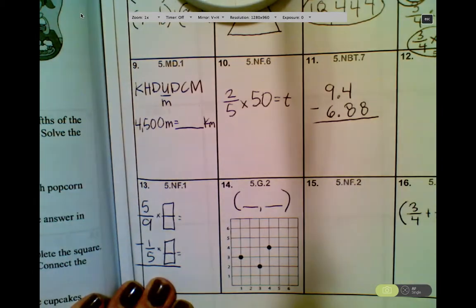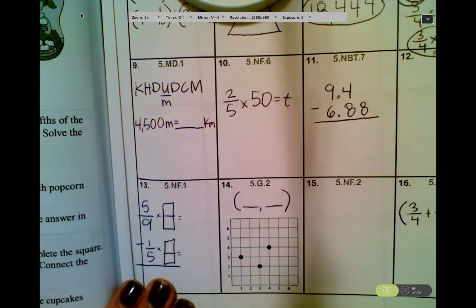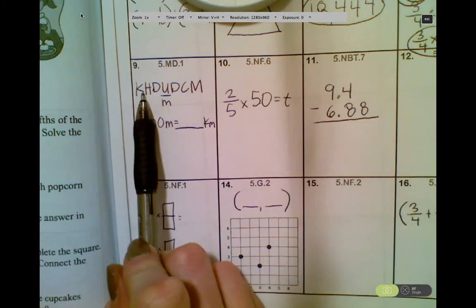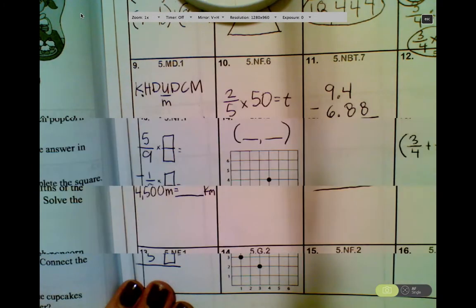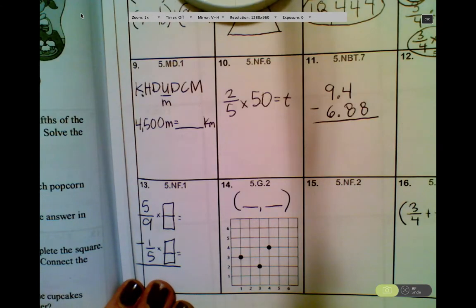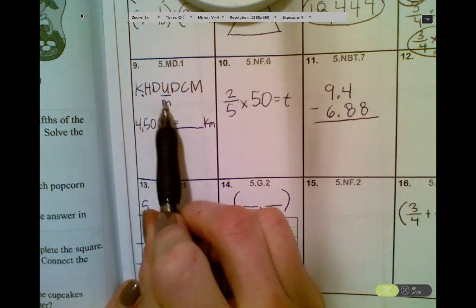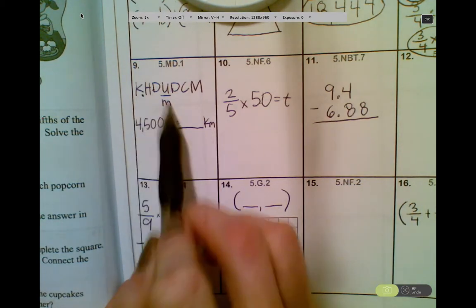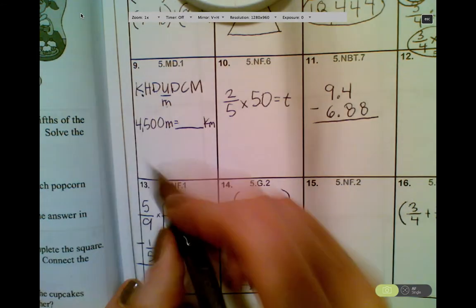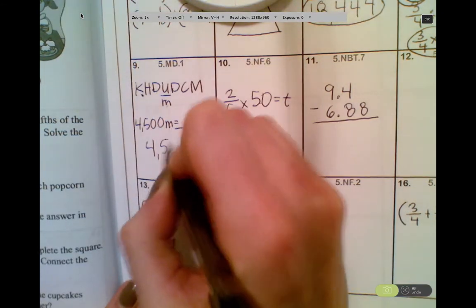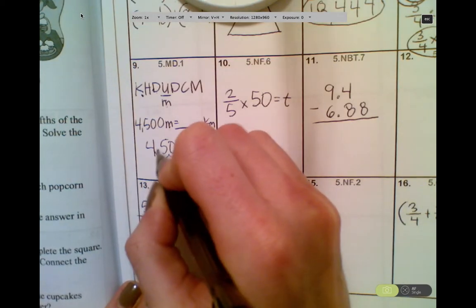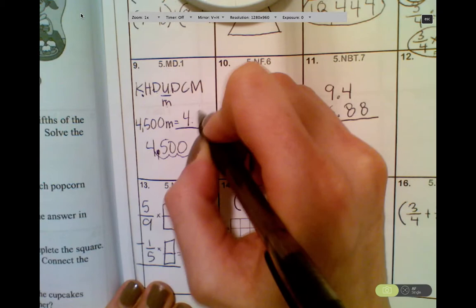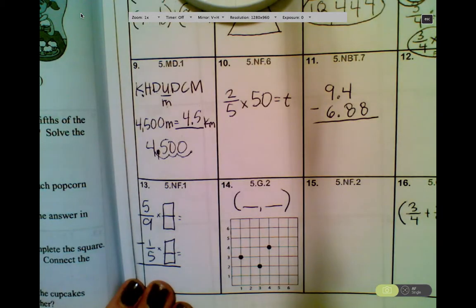Number 9, convert 4,500 meters to kilometers. Well, I hope everyone wrote King Henry doesn't usually drink chocolate milk on the top of their block in number 9. Now let's check it out. I'm going to start at meters, and I need to go to kilometers. 1, 2, 3 places to the left. So that means here's my decimal point. I move it 1, 2, 3 places to the left, drop it there. So my answer is 4 5/10 kilometers.